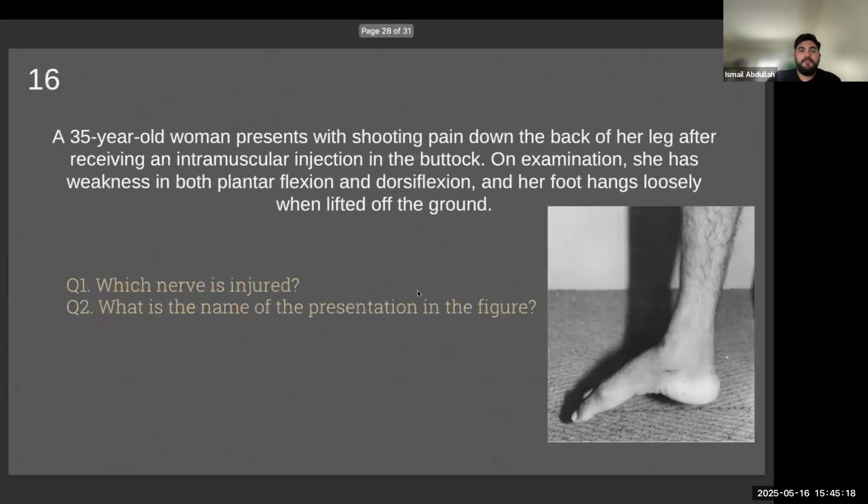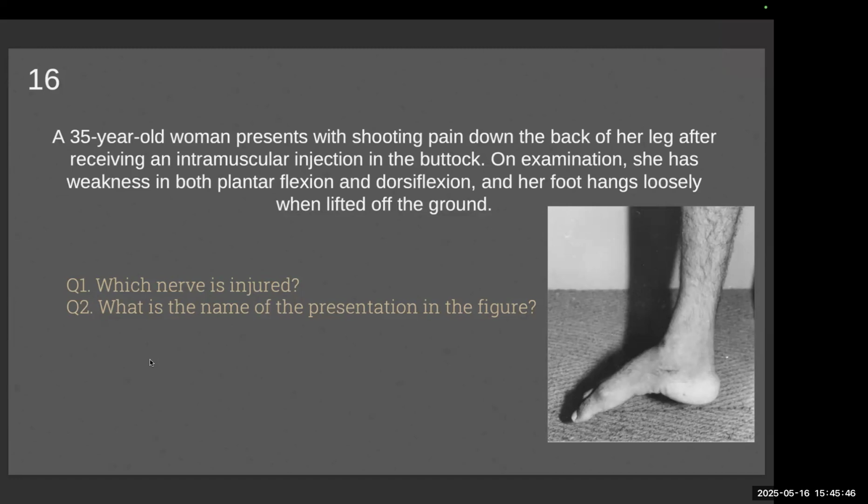But now, 17th clinical scenario. This is a 35-year-old woman presented with shooting pain down the back of her leg after receiving an intramuscular injection in her buttocks. On examination, she has weakness in both plantar flexion and dorsiflexion, and her foot hangs loosely when lifted off the ground. What nerve is injured? The sciatic nerve.